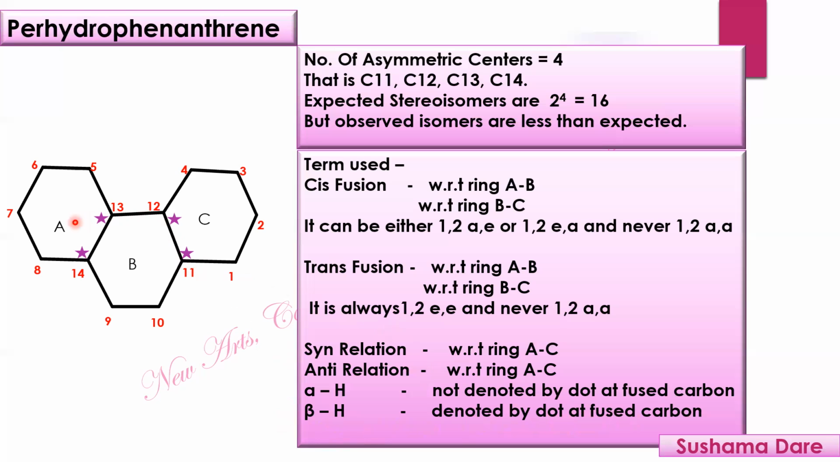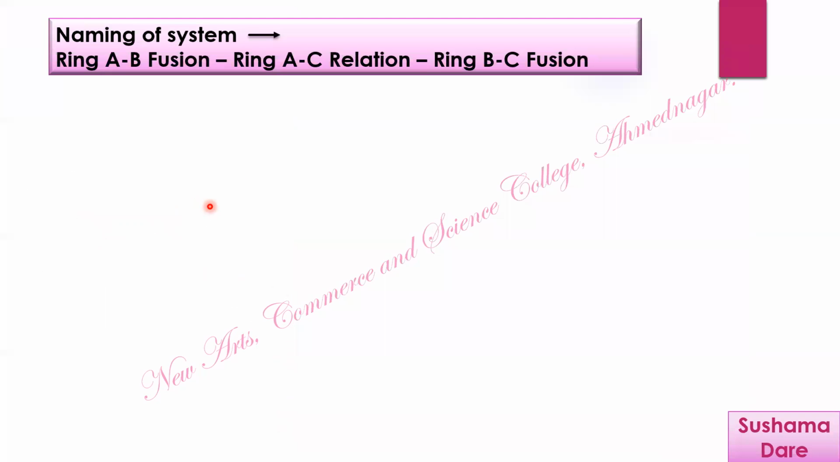And this is an example of 6-6-6 fusion. So how to name the system? While we are going to name the system, first of all, we have to name how ring AB is fused, then the ring AC relation, and then BC fusion. So the first molecule is trans-anti-trans.